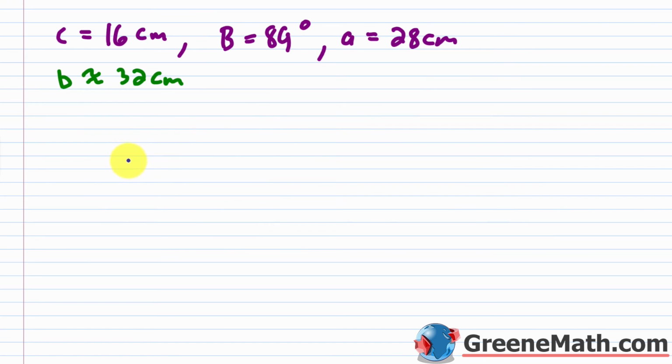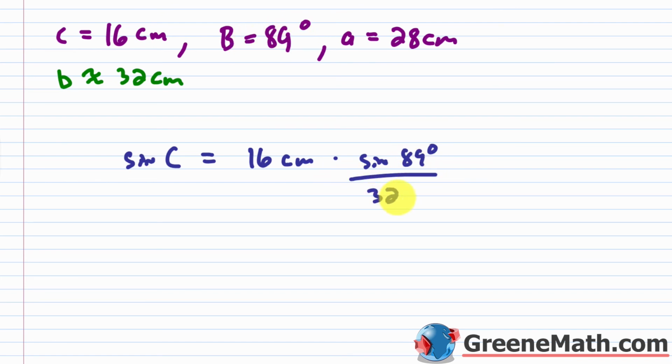So I'm just going to say the sine of C is equal to 16 centimeters times the sine of 89 degrees, which is B, over B, which is, in this case, 32 centimeters, okay? You can leave the units off because you know you're going to end up canceling them out, but I'll just show it here. I'm going to visibly cancel these units, punch this into a calculator, and you'll see that the sine of C is approximately 0.4999, let's just call it that.